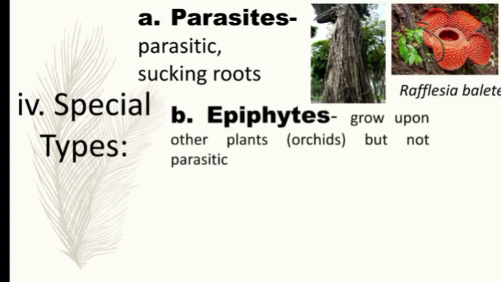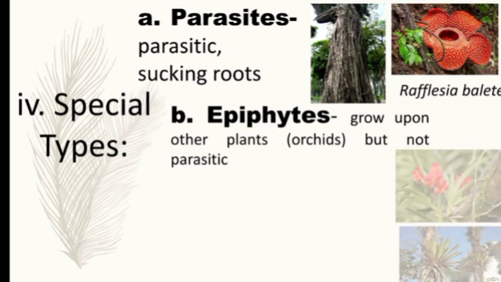Second is the epiphytes, which grow upon other plants like orchids but are not parasitic. So they do not absorb nutrients from the attached plants or the attached dead trees or trunks, because they only absorb nutrients and moisture from the air. So examples are orchids.